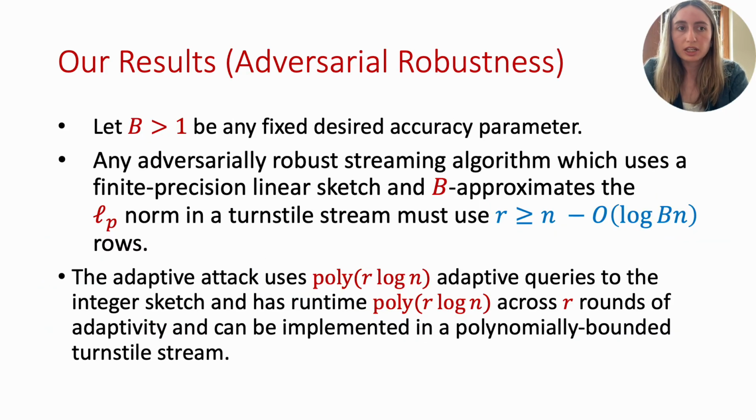And also, we can use the lifting framework, albeit in a slightly more complicated way, to prove an optimal lower bound for adversarially robust F2 estimation for linear sketches. So let's let B be some fixed accuracy parameter. What we show is that any adversarially robust streaming algorithm which uses a finite precision linear sketch and B approximates the LP norm in an insertion-deletion stream must use roughly n rows. And our adaptive attack is efficient, using only poly R log n adaptive queries.